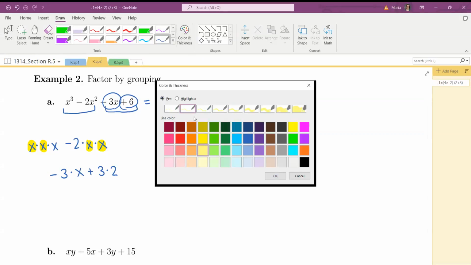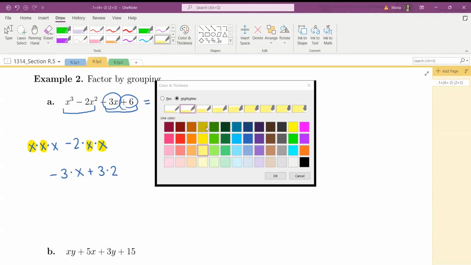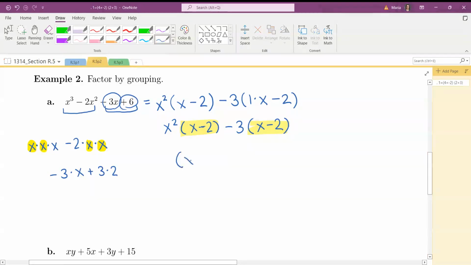Well, at this step, what you should notice is you have something common popping up. This is a unit, this is a unit, and they're separated by the subtraction sign. Each unit contains an x minus 2. So that's a common factor to both units, and I'm next going to take that out. So now I'm going to take out the x minus 2 from both parts. That's my common factor.